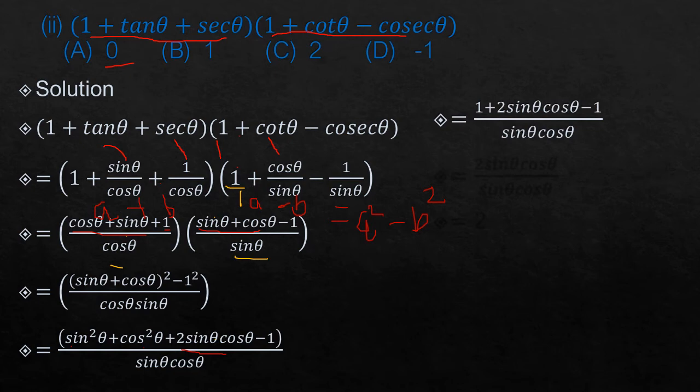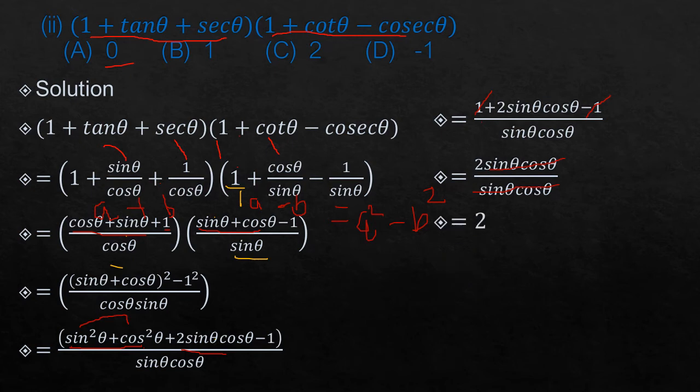Next, when you solve this, sin square plus cos square theta becomes an identity, which is equal to 1. You already know this. Plus 2 sin theta cos theta minus 1, that is as it is. So this minus 1 is cancelled with this 1. So what do you get? You get 2 sin theta cos theta upon sin theta cos theta. Sin theta cos theta is cancelled with this sin theta cos theta.